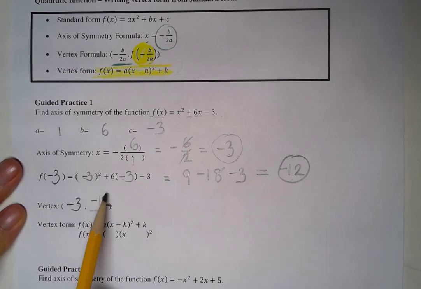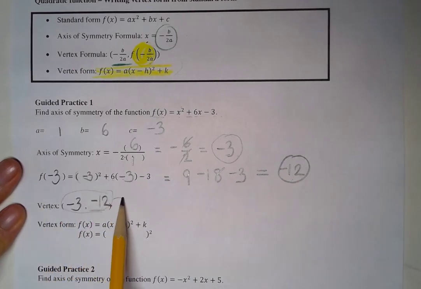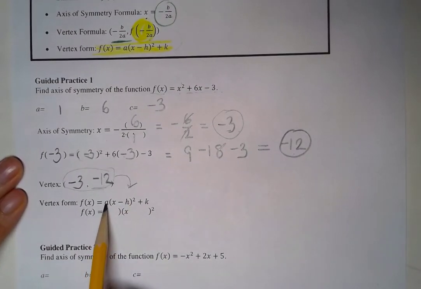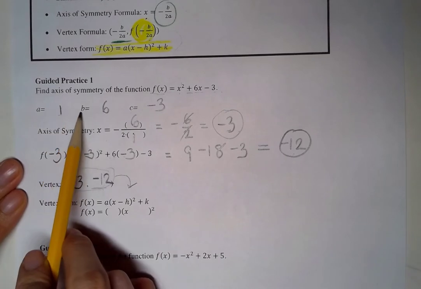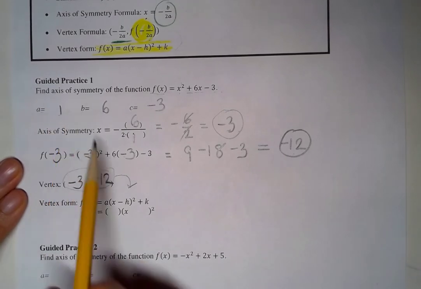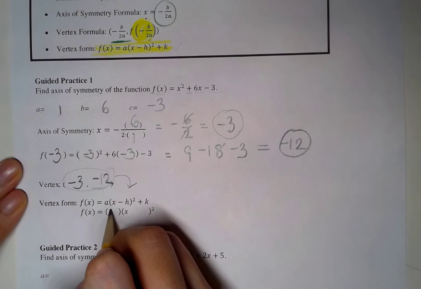And then whenever you get your vertex, we can just write the vertex form, right? Do you see this a? A is the same a. What's your a? That's 1. So you just have 1 for that.